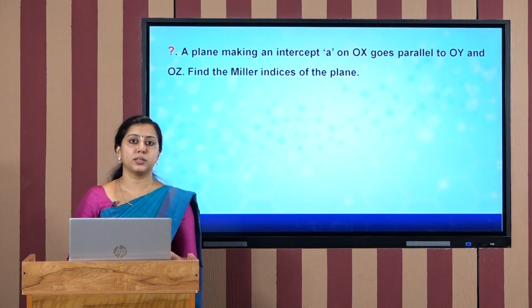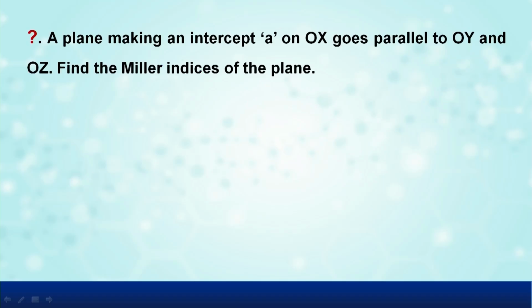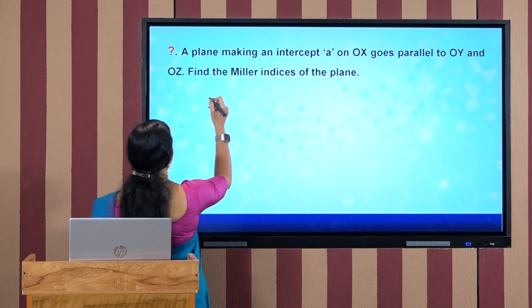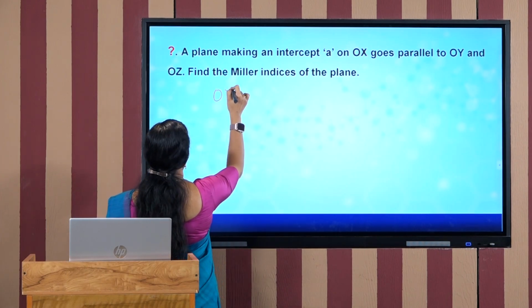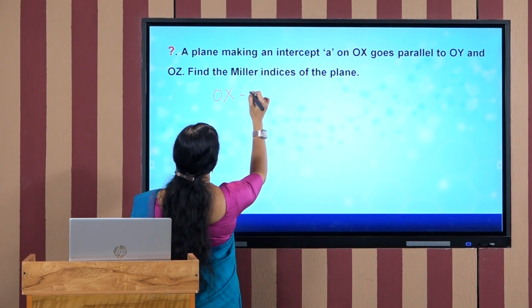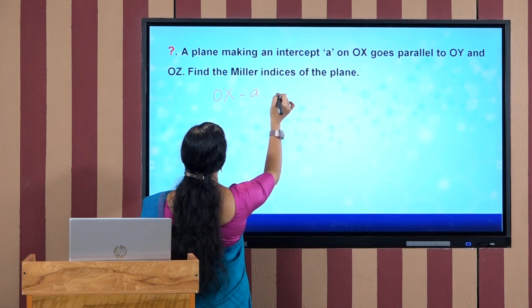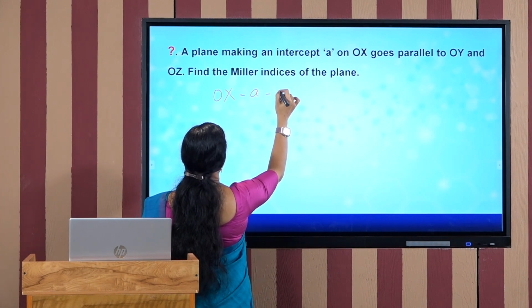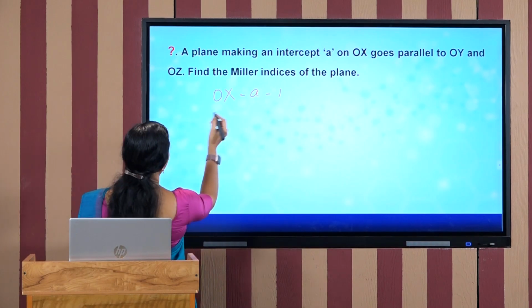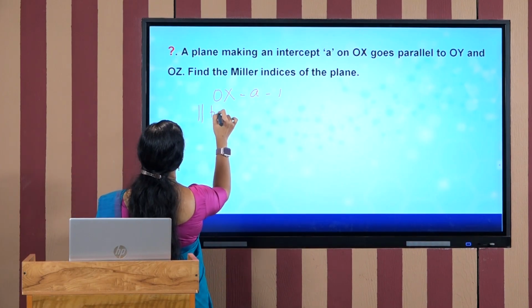Let us do some more examples. A plane making an intercept A on OX goes parallel to OY and OZ. Find the Miller indices of the plane. So, on OX the intercept is A, that is, it is a unit intercept. So, the coefficient is 1. So, the Weiss coefficient is 1. It goes parallel to OY.